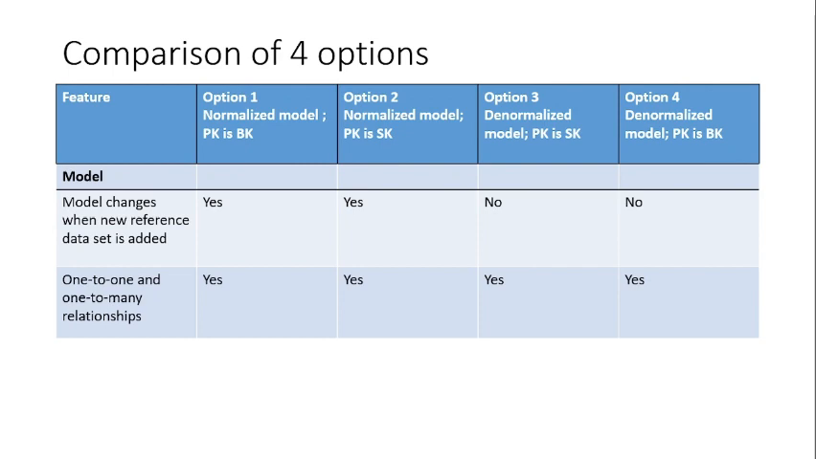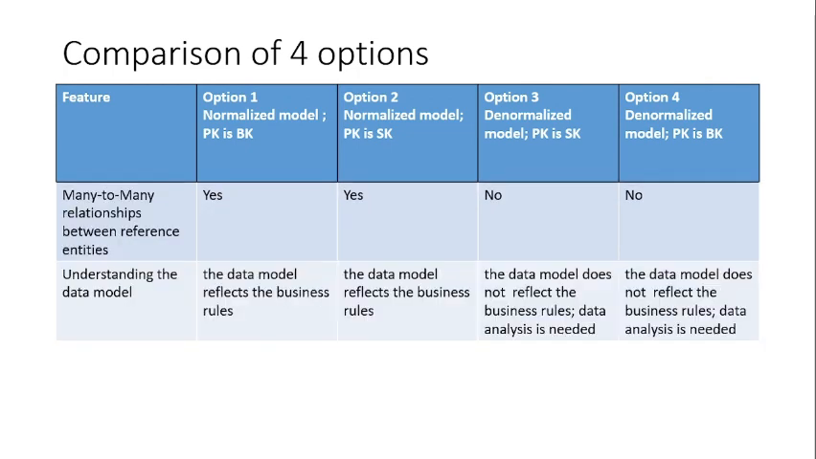So here is the comparison of the 4 data modeling options. So when a new reference data set is added, data model changes are needed for option 1 and option 2. For option 3 and option 4, no data model changes are needed. All 4 options support one-to-one and one-to-many relationships. Option 1 and option 2 support many-to-many relationships between reference entities, whereas option 3 and option 4 do not support many-to-many relationships.